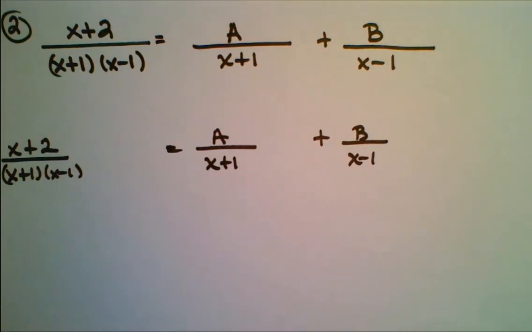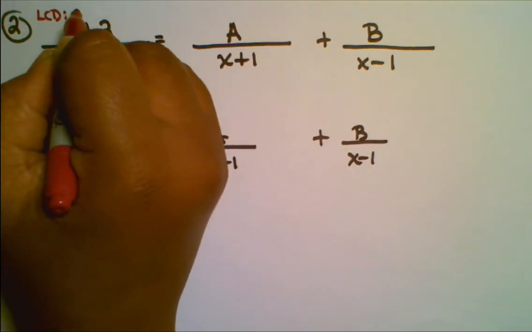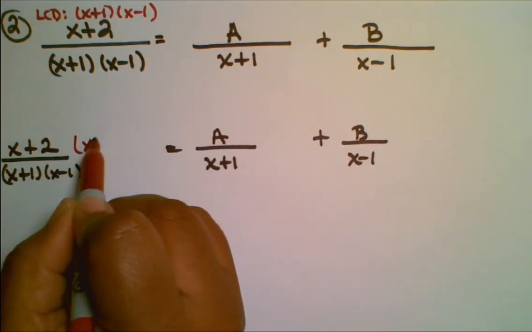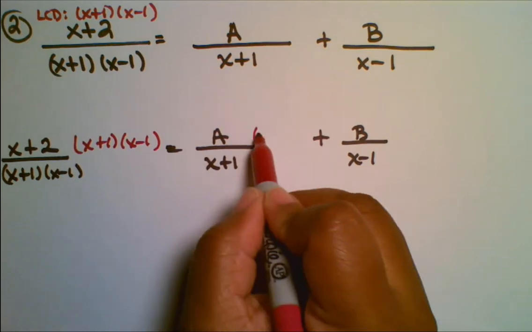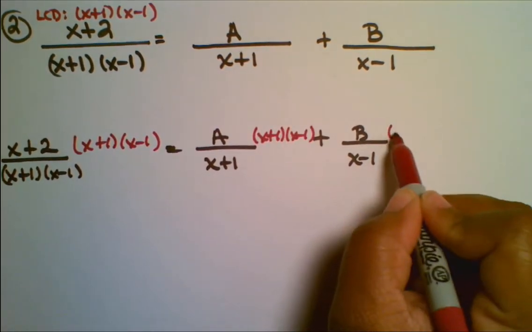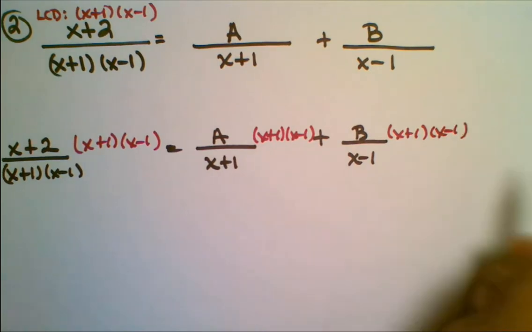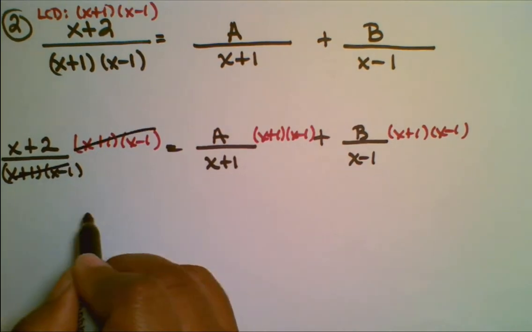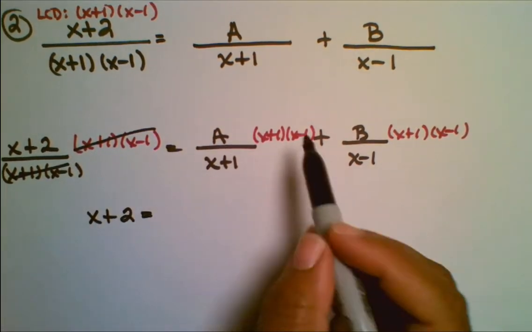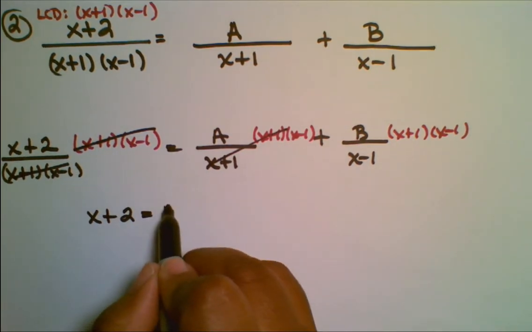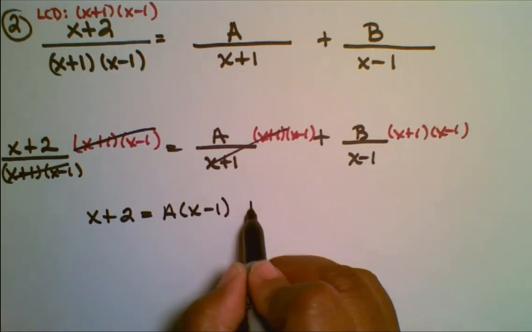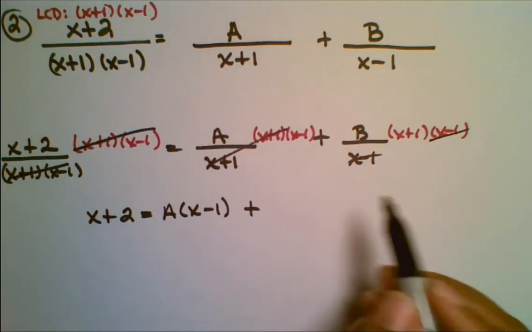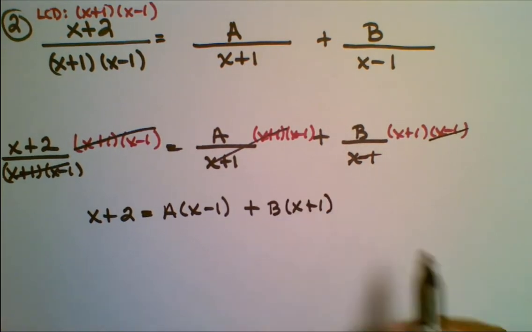Our LCD is (x + 1)(x - 1). So we're going to multiply both sides, all terms, by the LCD. Then on the left-hand side we have x plus 2, equal to, on the right-hand side, the x plus 1's cancel out. We have A times (x - 1), plus the second term, the x minus 1's cancel out. We have B times (x + 1).